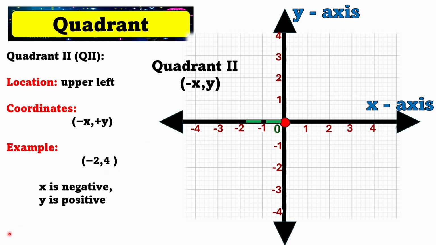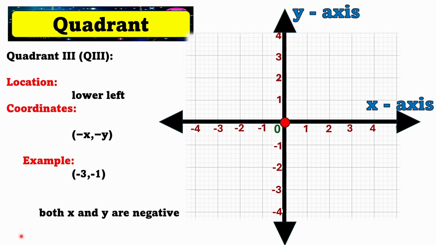1 and 2. And our y coordinate is 4. So we move 4 units up. 1, 2, 3, 4. Okay, and draw an imaginary line and mark the point. And the coordinate of this point is -2, +4. Again, in this quadrant, x is negative, y is positive.